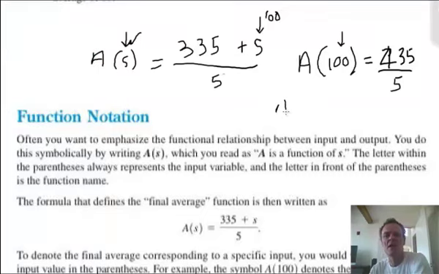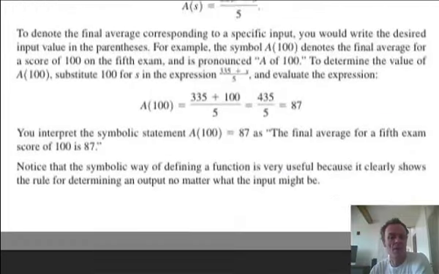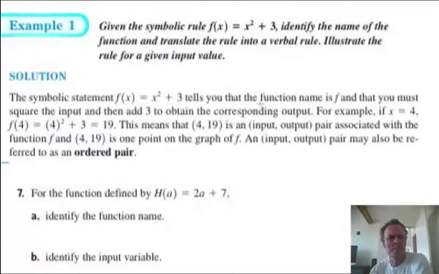So what I'm saying is A of 100. It's like saying A of S, f of x. I know it's different letters. A of 100 is 87. The average for when I score 100 on the last test is 87. That's what that's saying there. When I put 100 into this equation where the S was, I'll get 87 out. Okay, so look at some of the other ones. I think we've done that. Let's have a look at some of the questions.